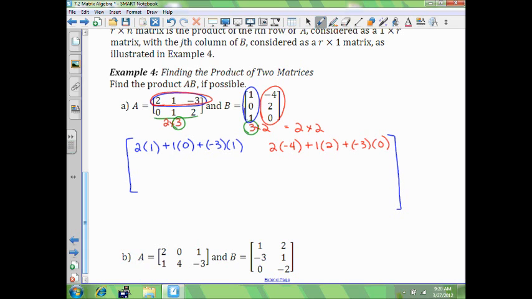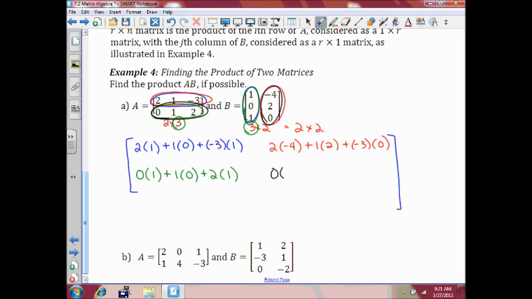Our bottom left entry will be the bottom row and the left column. So I have 0 times 1 plus 1 times 0 plus 2 times 1. Our bottom right entry will be the bottom row and the right column. So take 0 times negative 4 plus 1 times 2 plus 2 times 0.